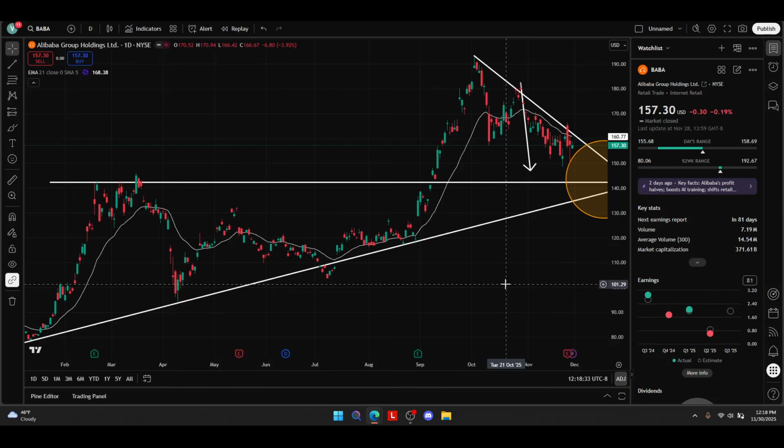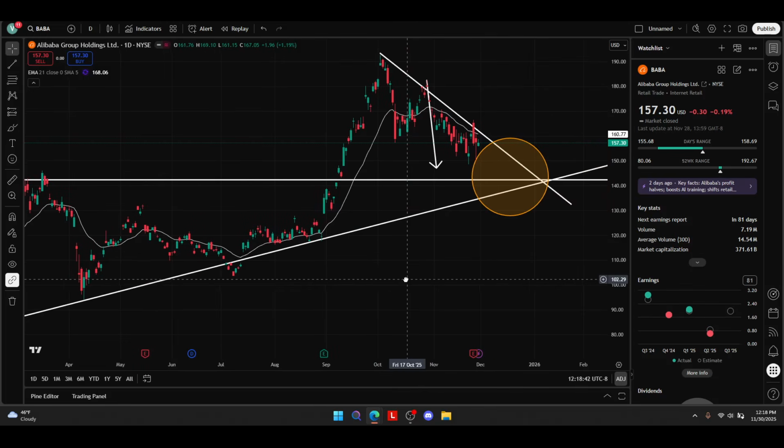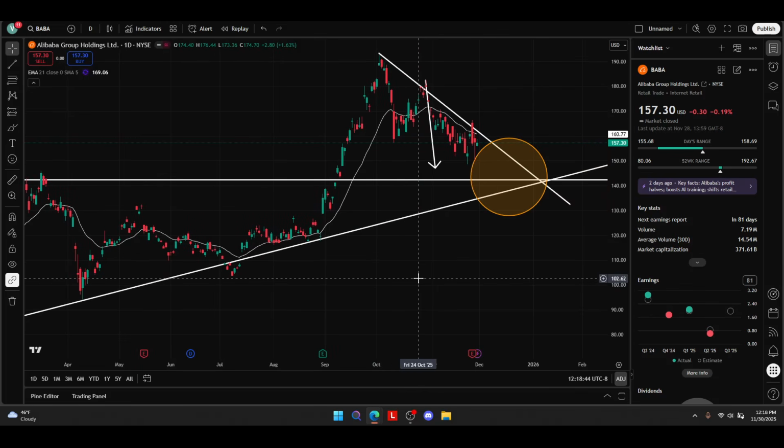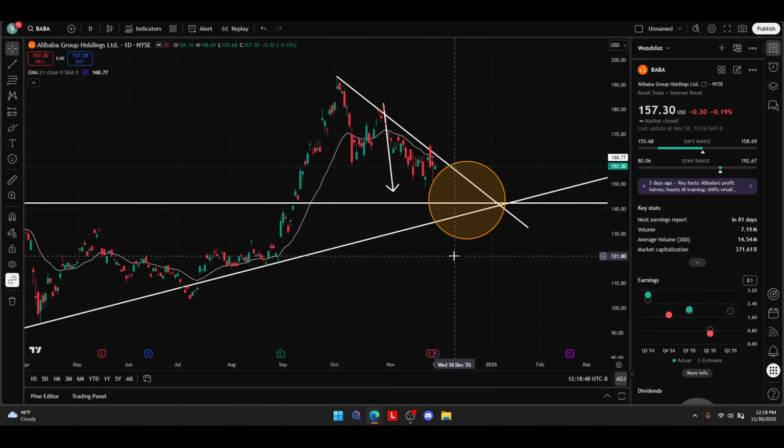I will first be going over what I see on the daily chart and finish the video off with the weekly chart. This video is for entertainment purposes only. Please trade at your own risk. So let's begin the analysis on the BABA chart. Let's see what's happening and where it's most likely headed in the near term and long term.